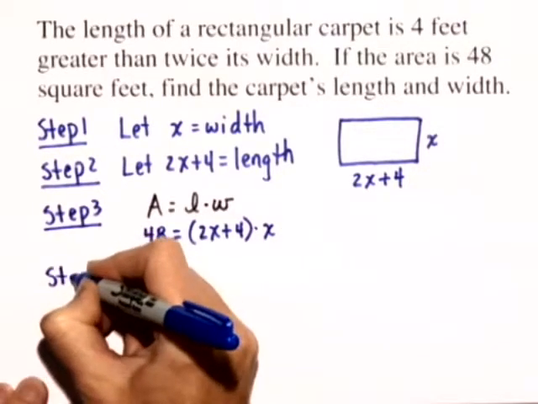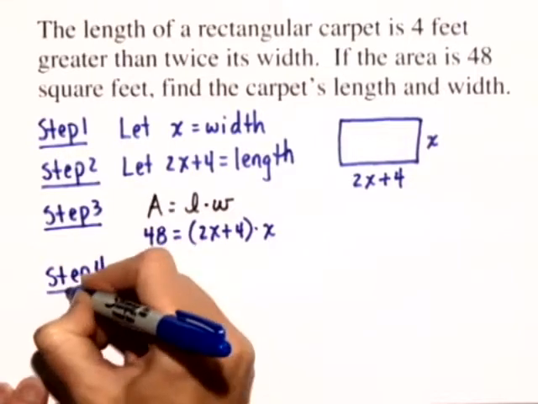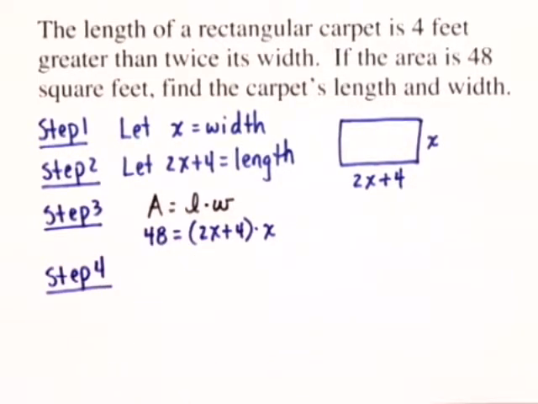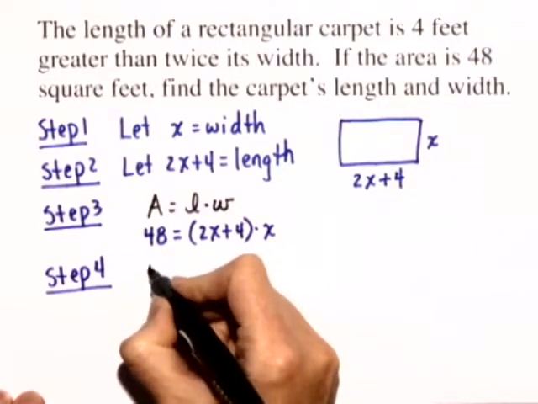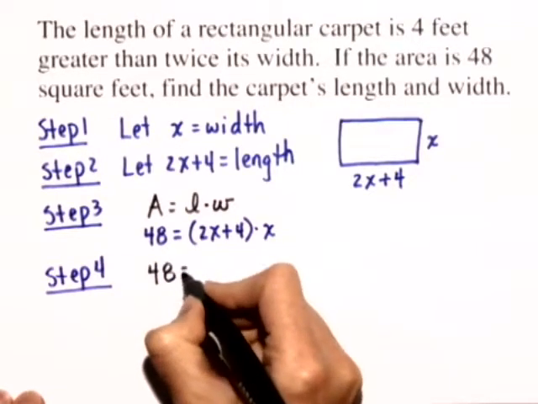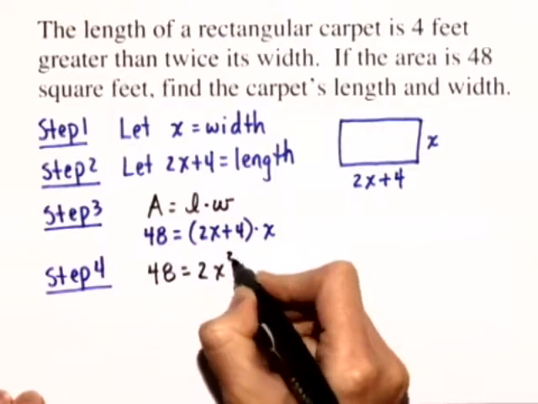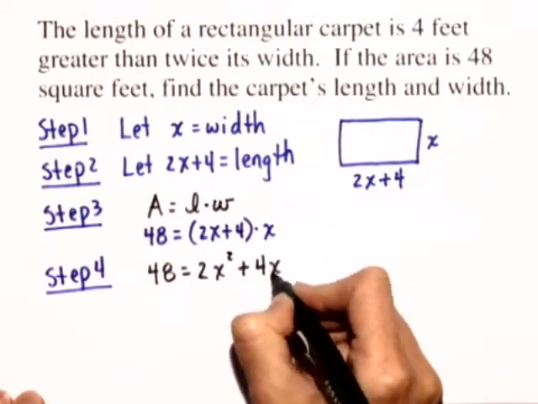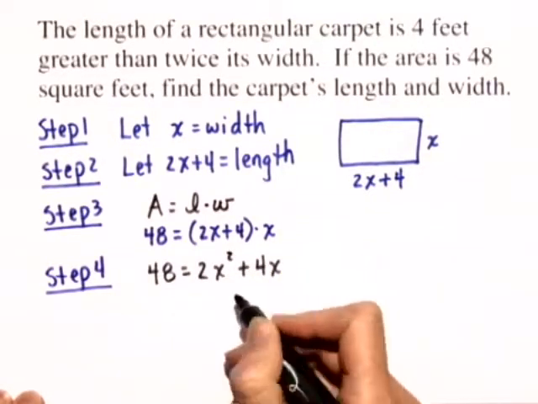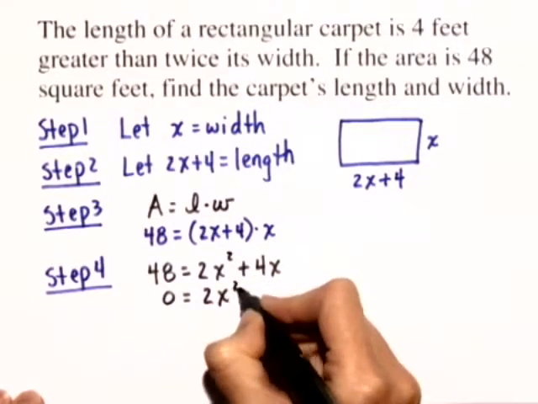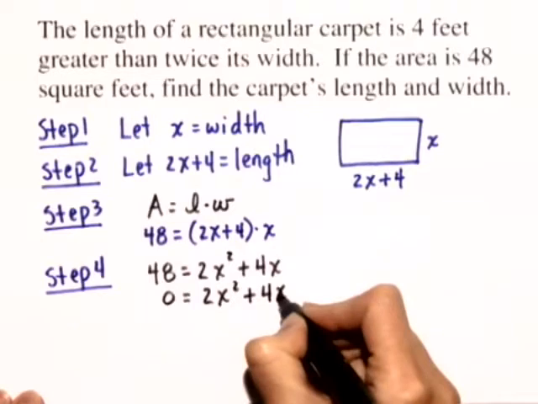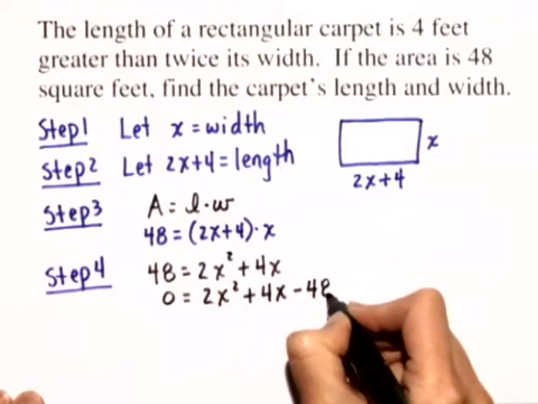Now we're ready for step 4. We're going to solve this equation. If we solve this, we need to distribute on the right-hand side, and we get 48 equals 2x squared plus 4x. Let's subtract 48 from both sides, and we'll get 0 equals 2x squared plus 4x minus 48.